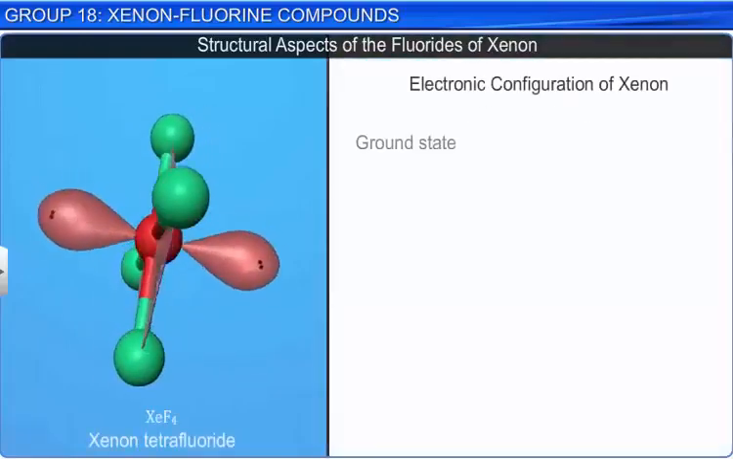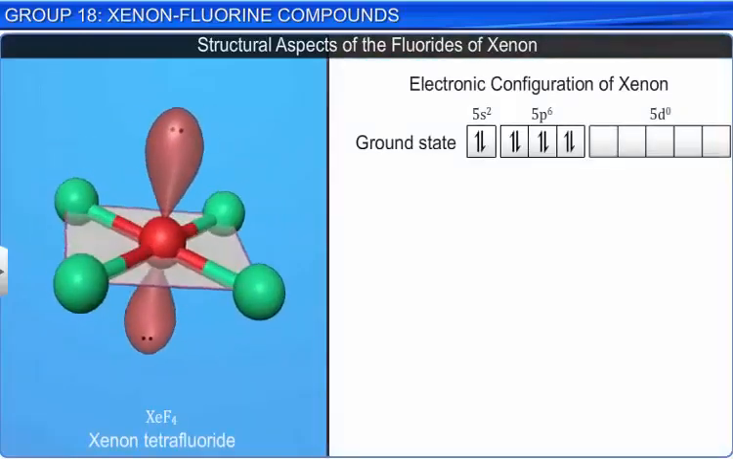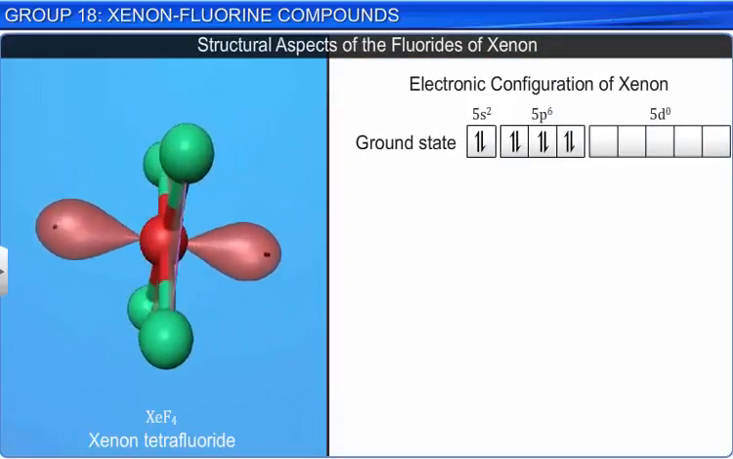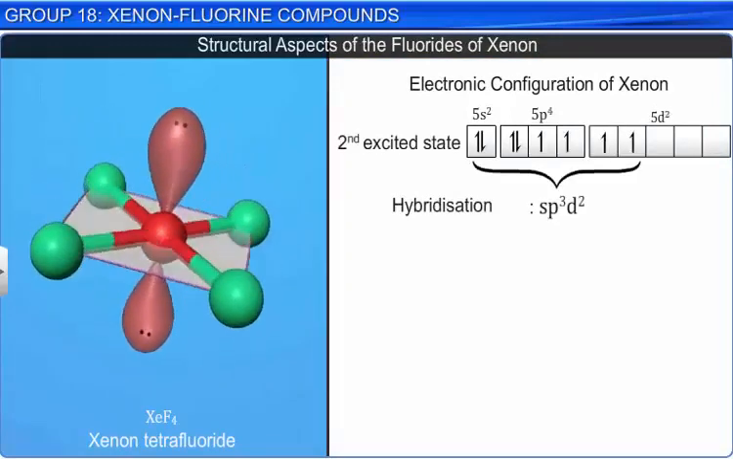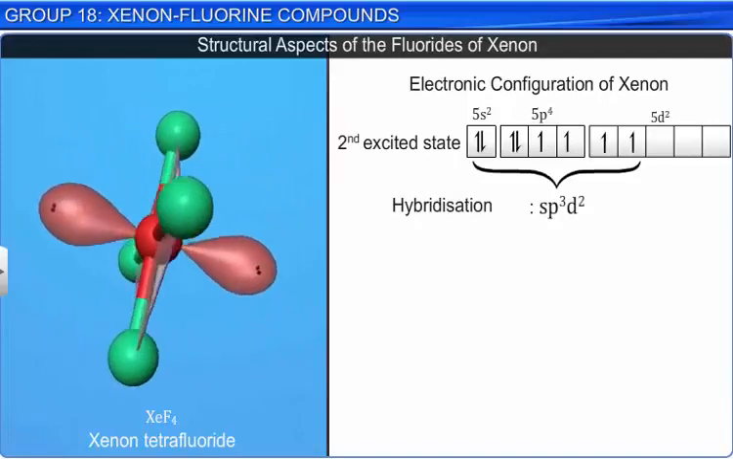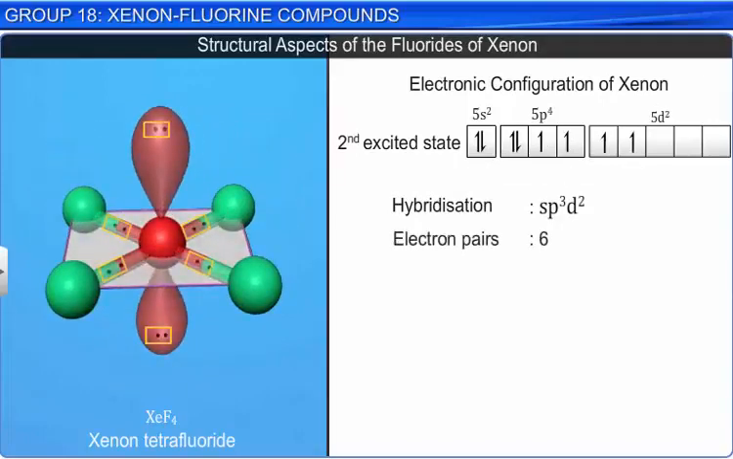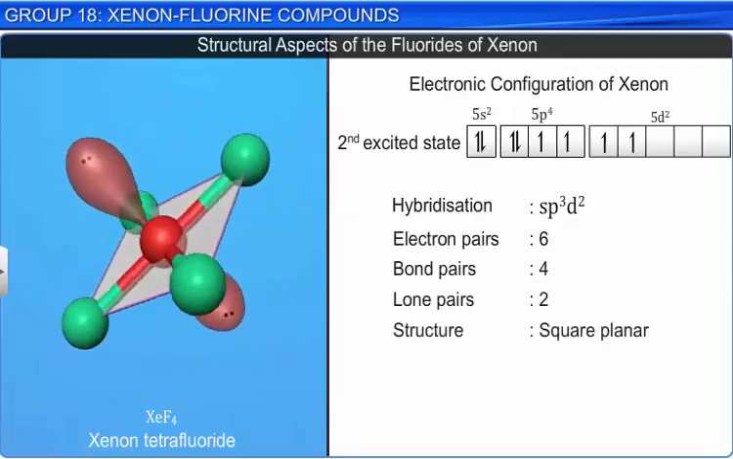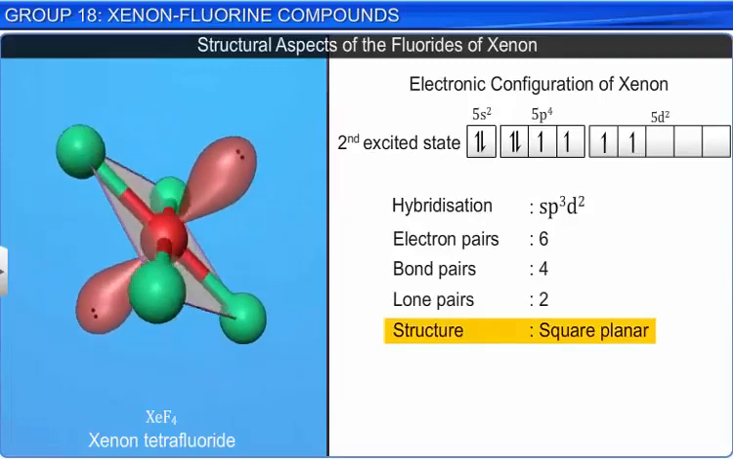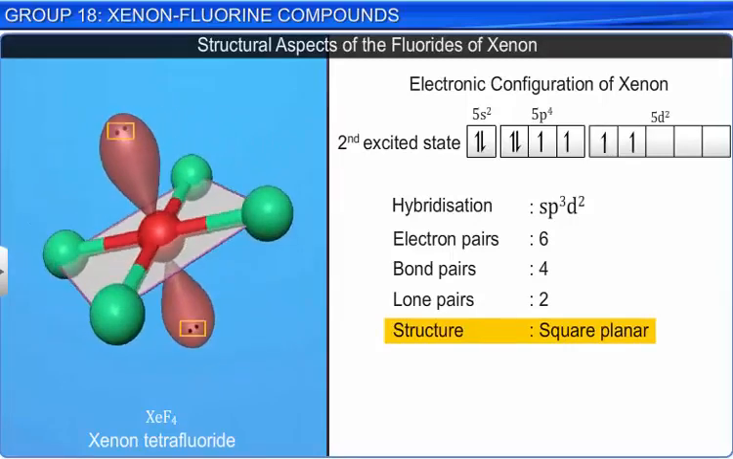The central atom, xenon, in xenon tetrafluoride undergoes sp3d2 hybridization. Xenon tetrafluoride has 6 electron pairs. Of these, 4 are bond pairs and 2 are lone pairs. The structure of xenon tetrafluoride is square planar owing to the presence of the 2 lone pairs of electrons on the central xenon atom, as shown here.